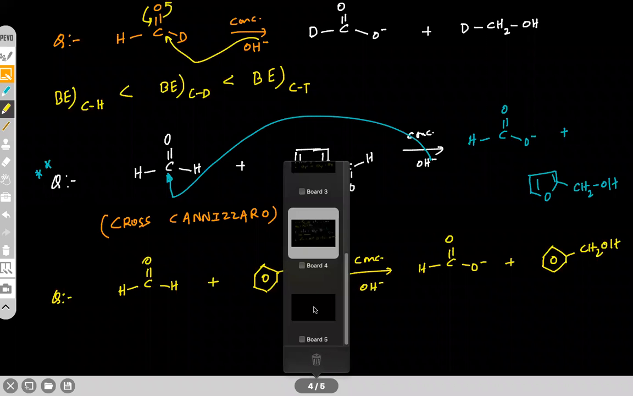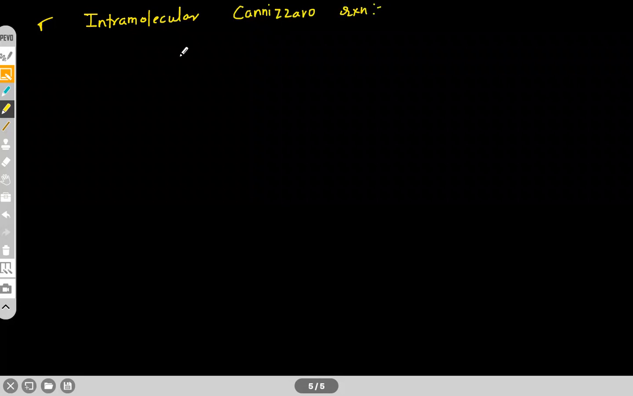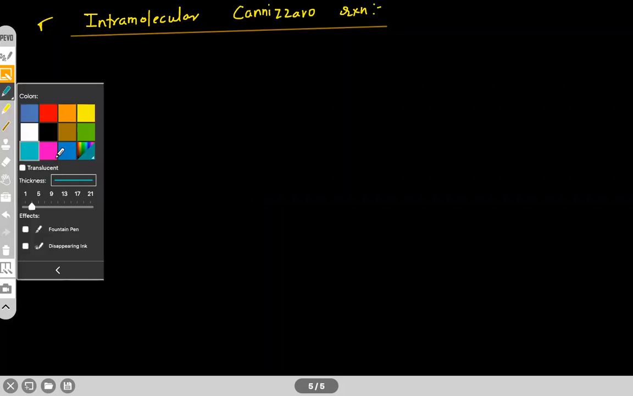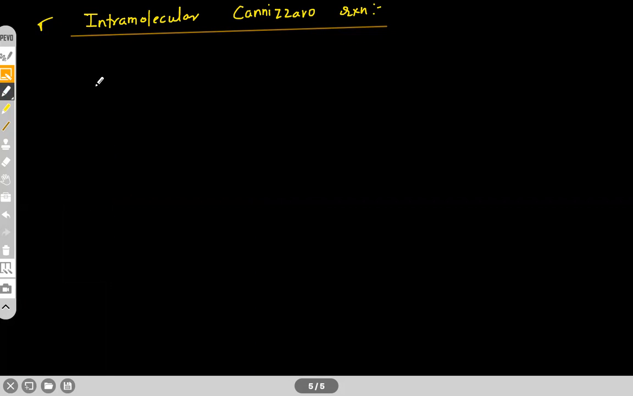Now you see the next one is intramolecular Cannizzaro reaction. Okay, so in this one, we do not take two molecules because it is intramolecular. So two carbonyl groups are present in the same molecule. For example, this one.